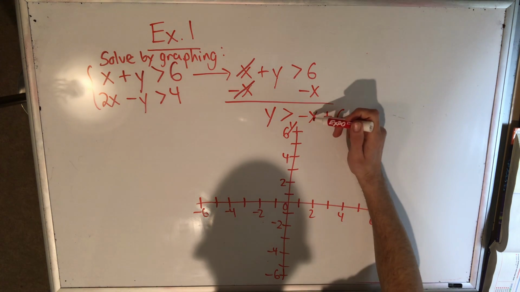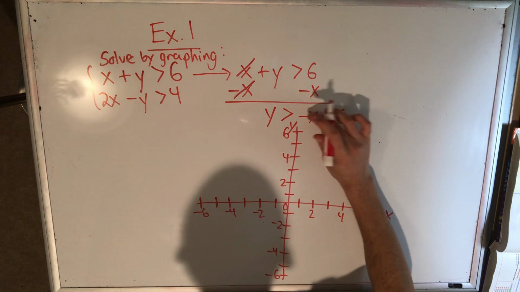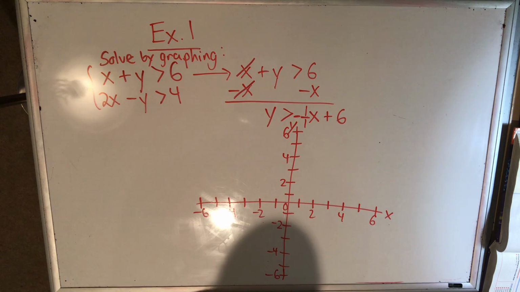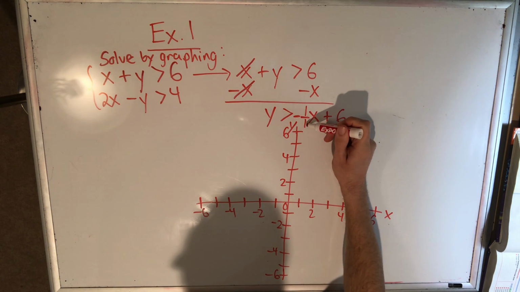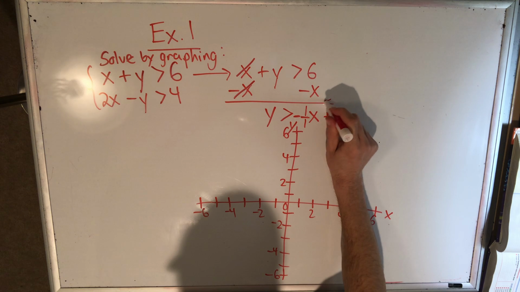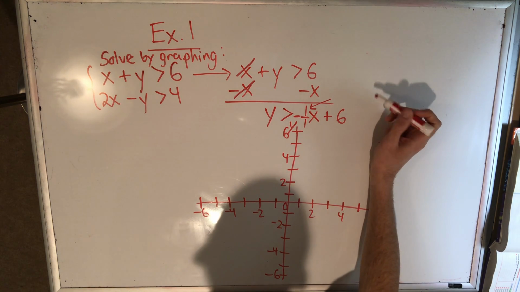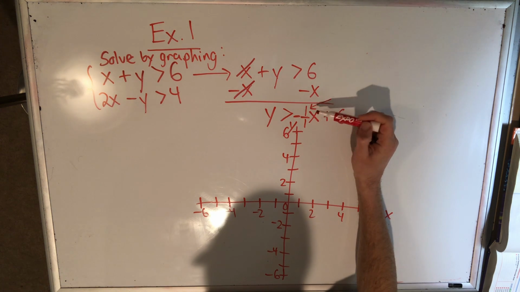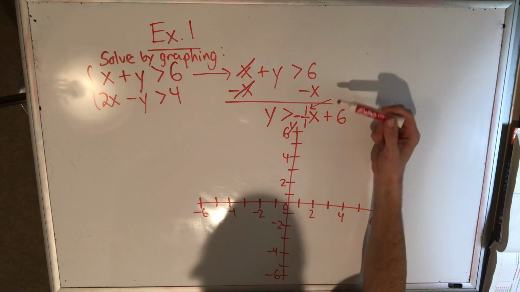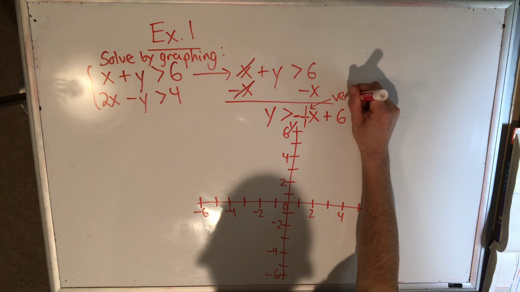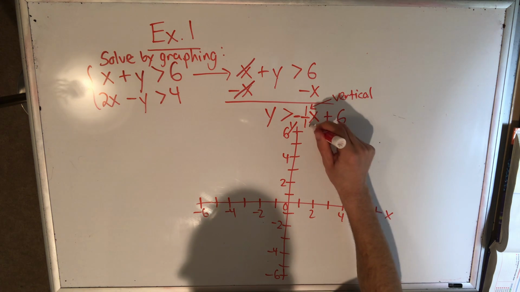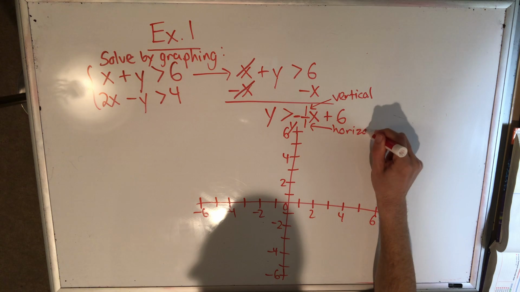Alright, so negative x is the same thing as negative 1x, which is the same thing as negative 1 over 1x, because multiplying and dividing by 1 does not affect the value. But now we can see that the slope is negative 1. Whenever it's in slope-intercept form, the number that is multiplying x is the slope, which tells you how steep the line is and in what direction it's going. And the numerator of the slope tells you the vertical change, which means up and down. The denominator tells you the horizontal change, which means left and right.